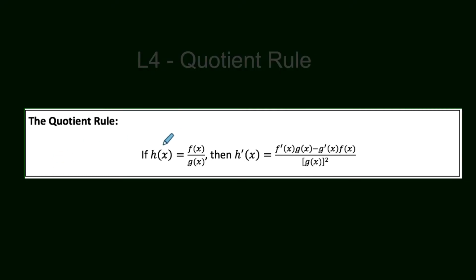The quotient rule, simply put, is if we have a function that is a quotient of two functions, we can find the derivative of that function by doing the derivative of the function in the numerator times the function in the denominator, minus the derivative of the function in the denominator times the function in the numerator. And that all gets divided by the function in the denominator squared.